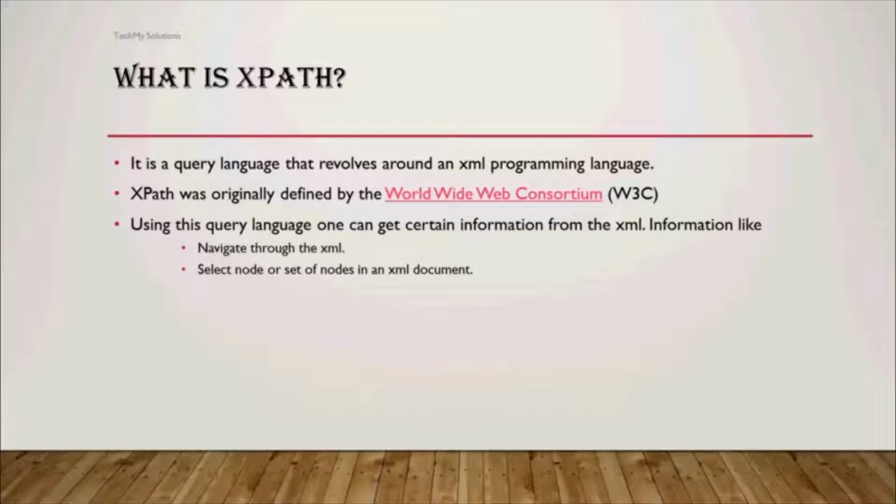You can select a node or a set of nodes from the XML document. You can even locate an element on an XML document. This is the feature that we extensively use to locate elements. The web browser DOM is also an XML-like structure. So there XPaths work, and we can locate elements on a web browser. We'll learn about this soon.